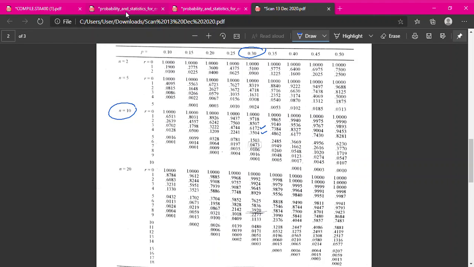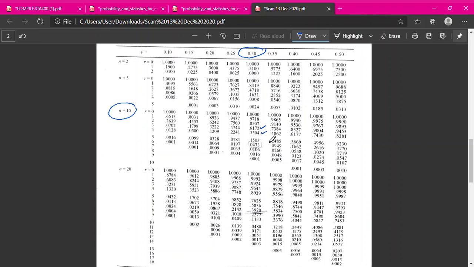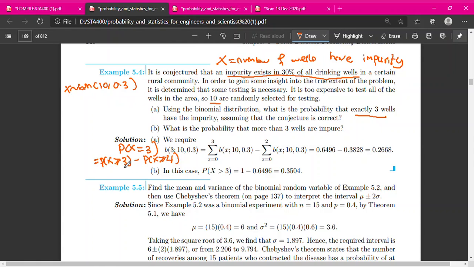So the answer is 0.2668. Jawapan yang sama. Okay. You tolak dulu ni. 0.6172 minus 0.3504. Okay. Probability of X more than or equal to 3 minus probability of X more than or equal to 4.